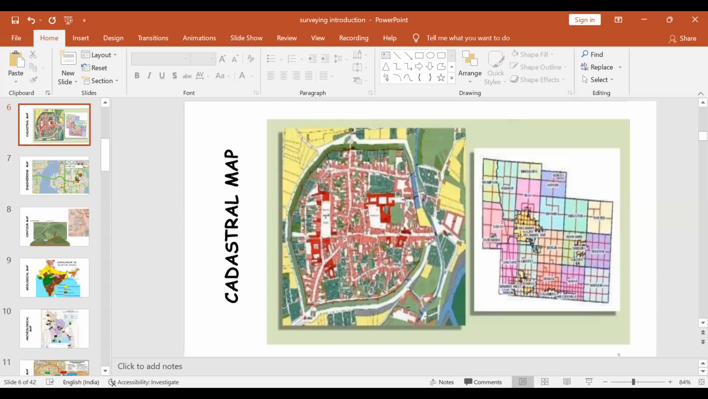Who is the concerned authority to give this cadastral map, an engineer, or the revenue department, or someone else?